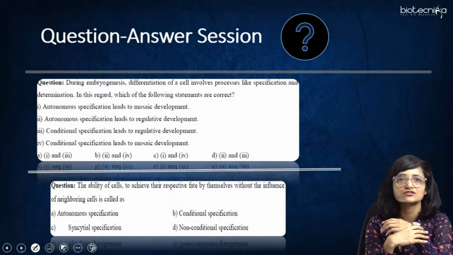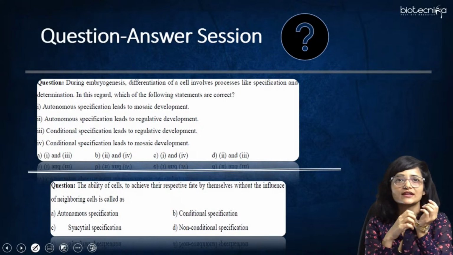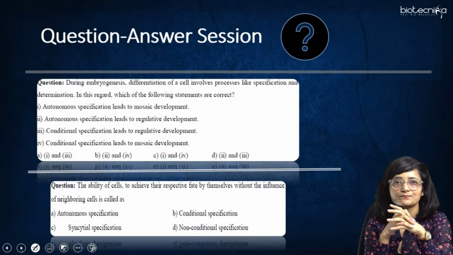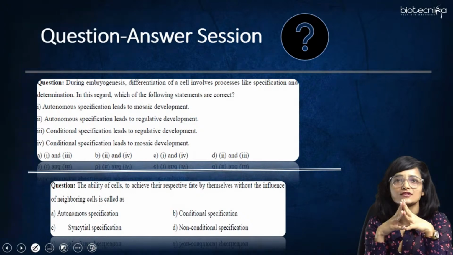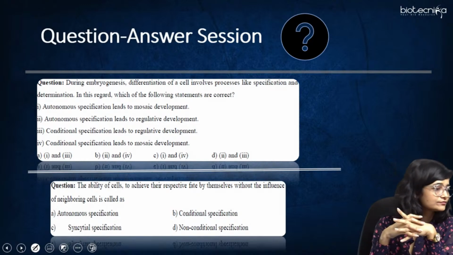So on that basis also there is a question here. It says that during embryogenesis, differentiation of a cell involves processes like specification and determination. In this regard, which of the following statements are correct?